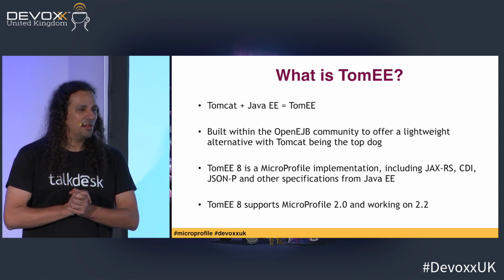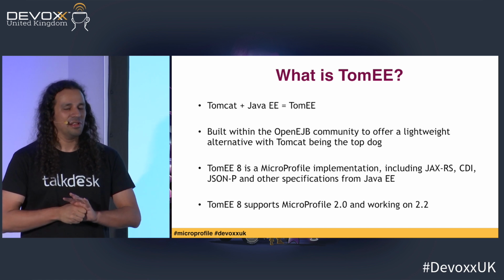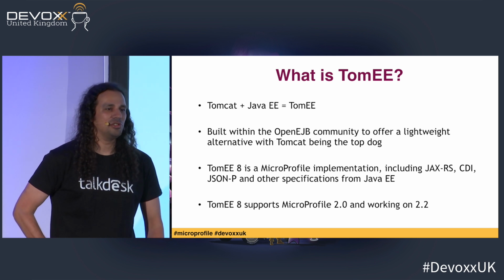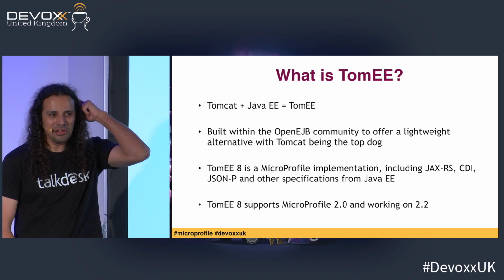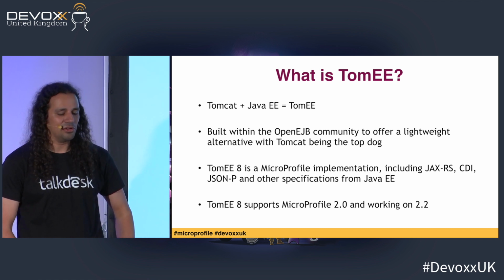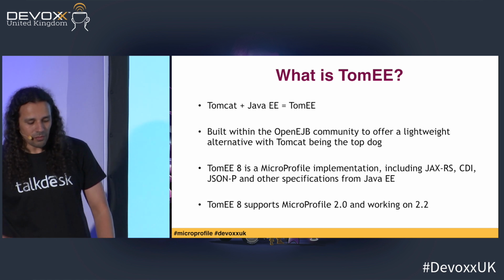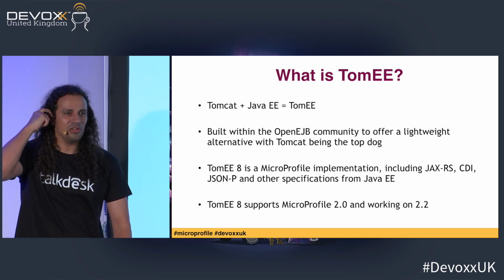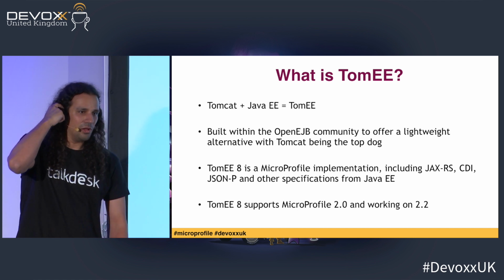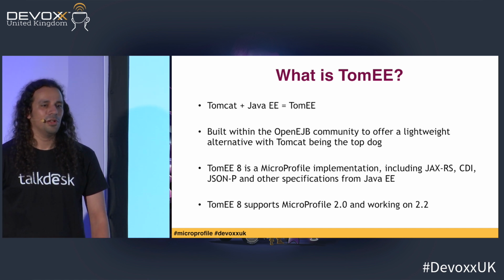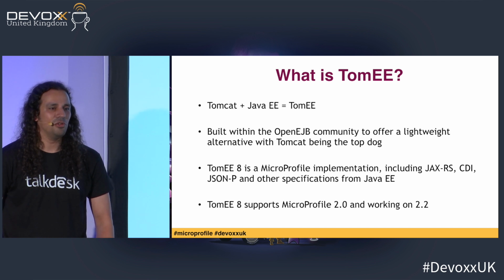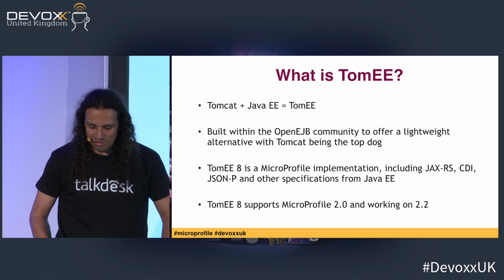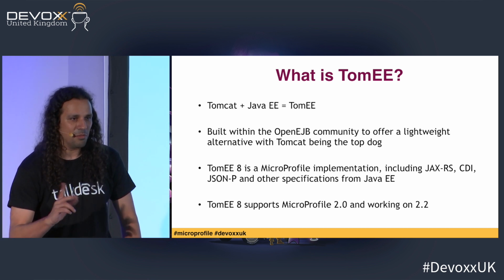So TomEE itself, as the name says, is actually Tomcat plus Java EE. So the name became TomEE. And it came from the OpenEJB community, which at the time was an EJB implementation to offer a lightweight alternative to Tomcat. And now MicroProfile is actually implemented in TomEE 8, which includes all the specifications that I discussed over here. At the moment, it's only supporting MicroProfile 2.0, but it's being worked out to support 2.2, which is the last version. But at least all the specs we're going to show, they are supported over there, just some minor changes here and there from these minor versions that are missing.